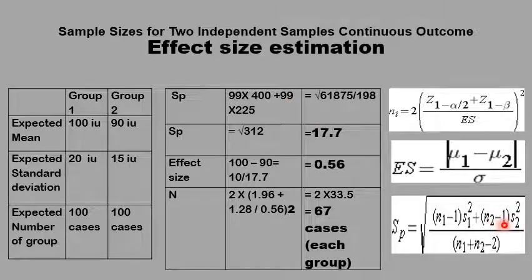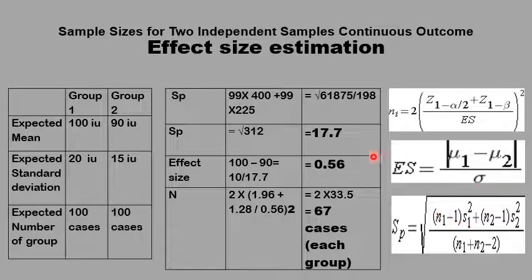100 minus 1 equals 99, divided by the squared expected standard deviation; the square of 15 is 225. Divided by 100 here, 100 there, minus 2 equals 198. And from this you would get a figure divided by 198. This is 312, and you take the square root of this and it is 17.7.